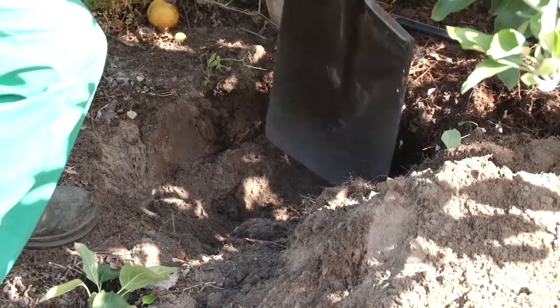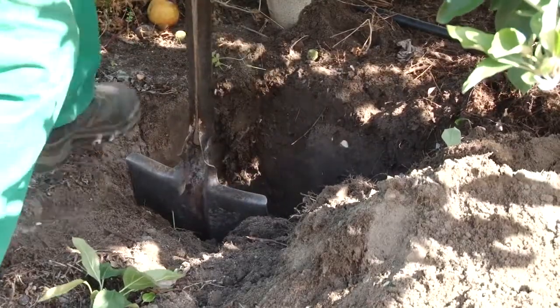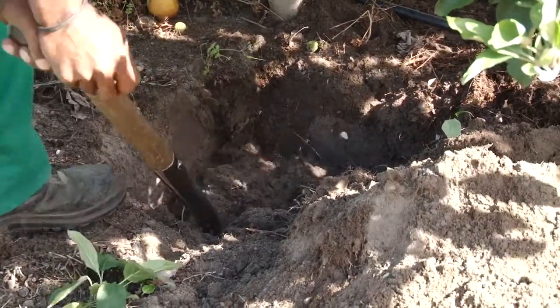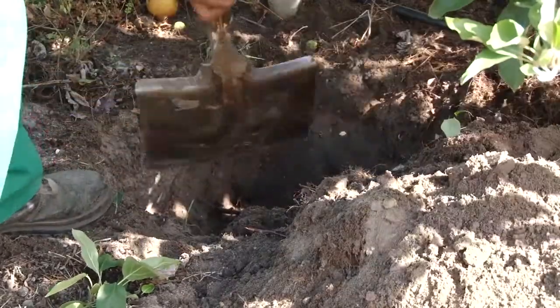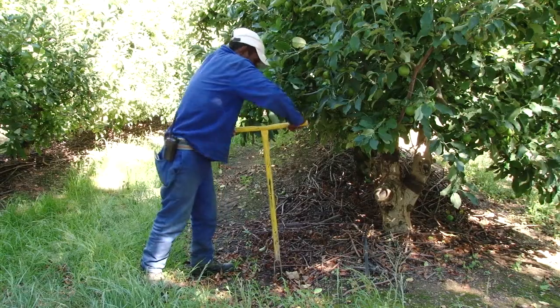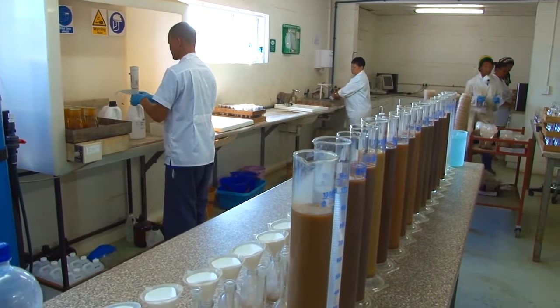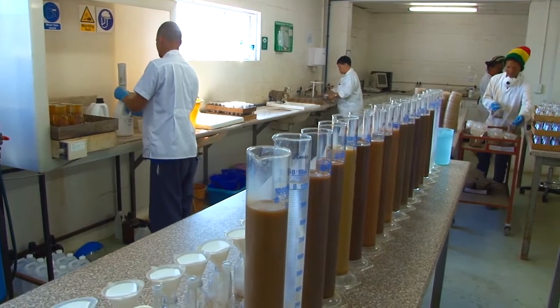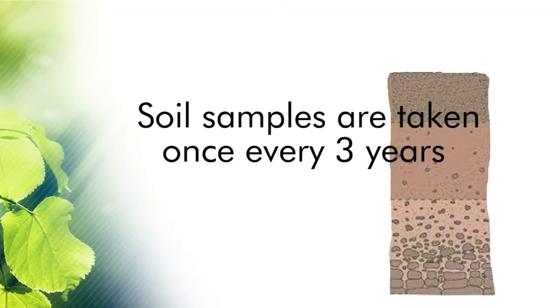To determine the amount of macro and microelements there are in the soil, we need to take a soil sample at a depth of 30 centimeters. This can be done by digging with a spade or burrowing down with an auger. Once we have the soil sample, we'll send it to a laboratory for analysis. Soil samples are analyzed once every 3 years.